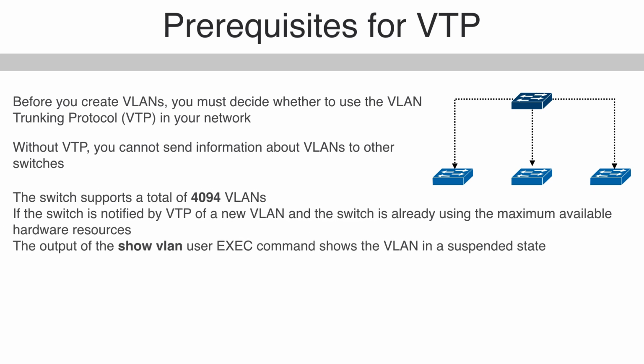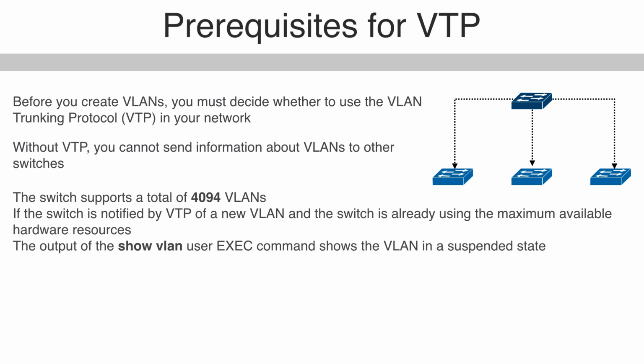The switch supports a total of 4,094 VLANs. However, the number of configured features affects the usage of the switch hardware. If the switch is notified by VTP of a new VLAN and the switch is already using the maximum available hardware resources, it sends a message that there are not enough hardware resources available and shuts down the VLAN. The output of the show vlan user exec command shows the VLAN in a suspended state.